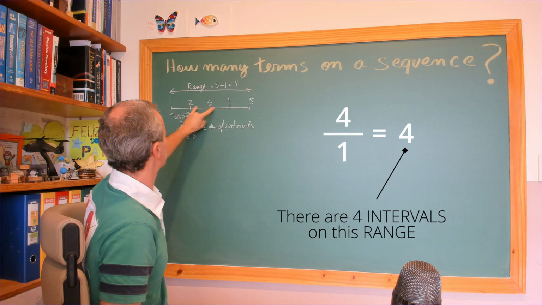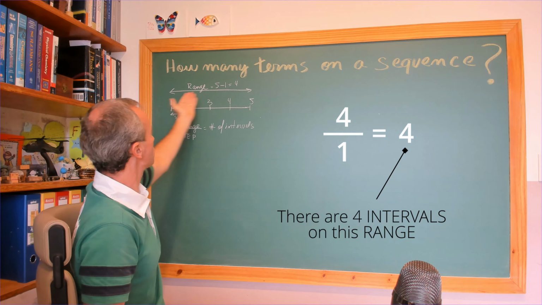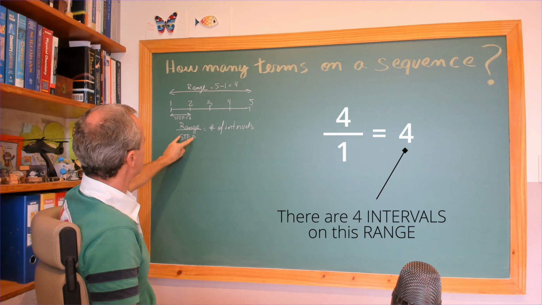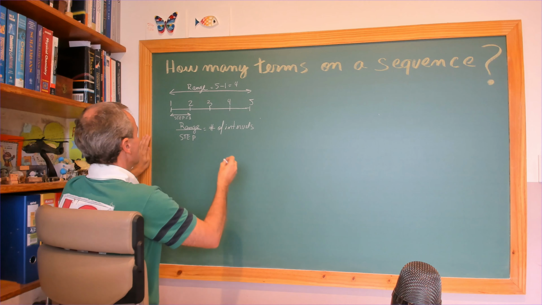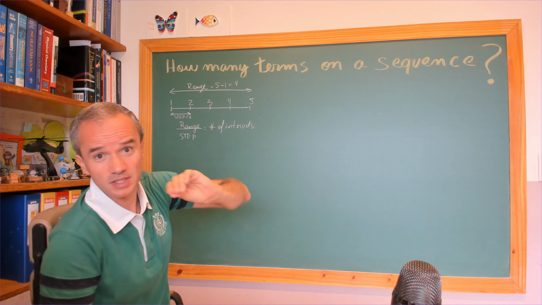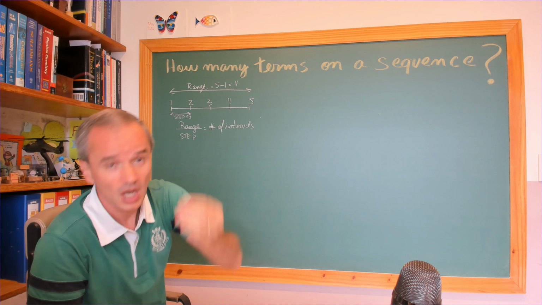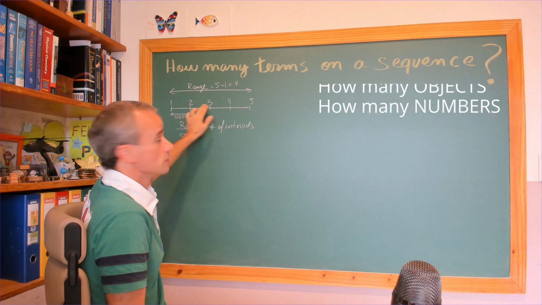There are 4 intervals. I want to know how many steps are within this range. So range by step is how many steps, how many intervals I'm counting. Well, in this case, it's going to be 4. But I'm not interested in knowing how many intervals. I want to know how many objects. In other words, how many numbers are there.